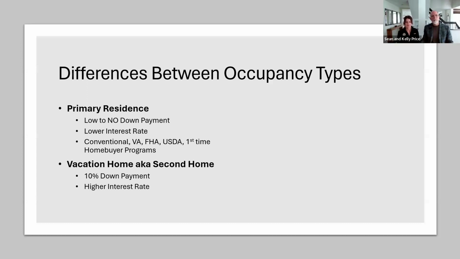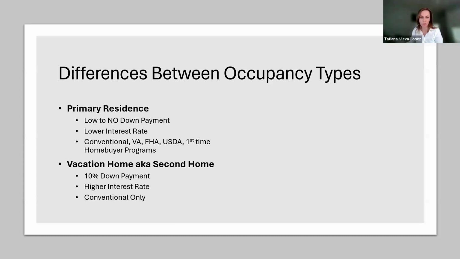We do have some programs available with some limitations that offer a little bit lower interest rate on second homes than on investment properties, but it's still going to be higher than on the primary residence. And only conventional loans offer occupancy like that. You cannot get it with government programs. And isn't there a distance for it to qualify as a vacation home? Doesn't it have to be a certain distance from your primary residence? Yes, it's at least 50 miles.